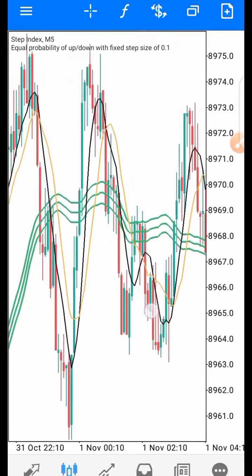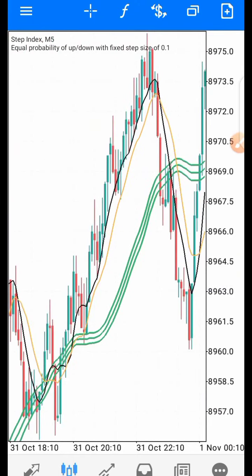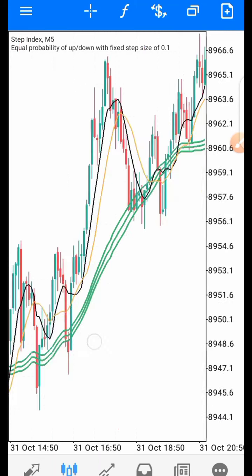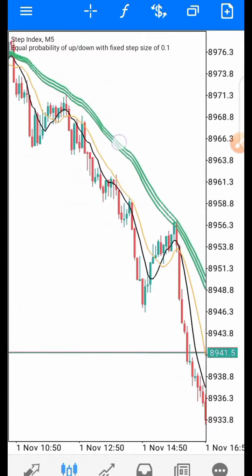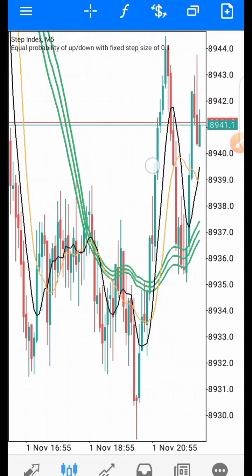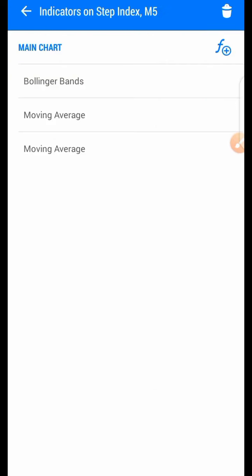So guys, quick one for those that trade Step Index. What you can see on my screen is a Bollinger Bands with some period moving averages. Let's first check the indicators before I explain what is actually happening. You can see the Bollinger Bands.